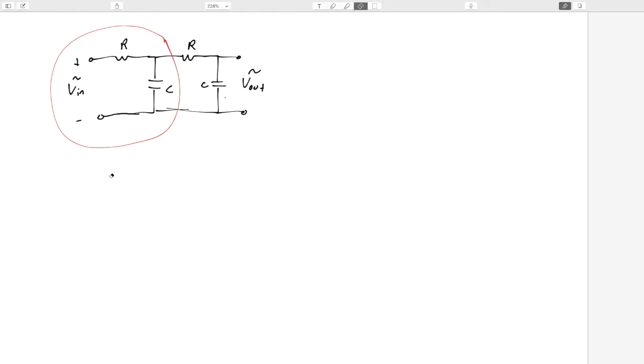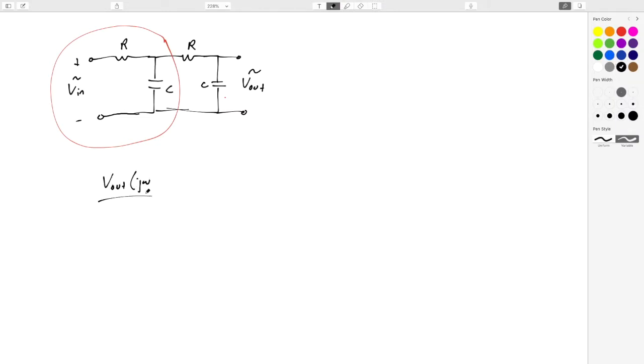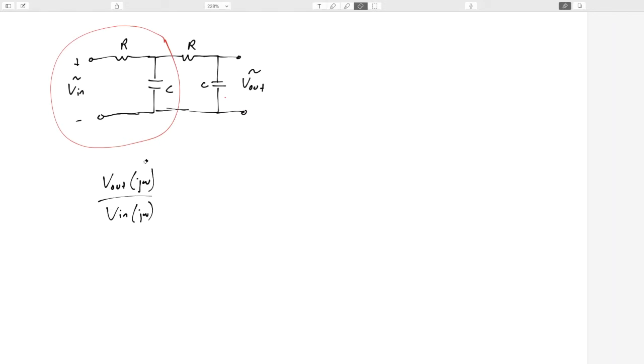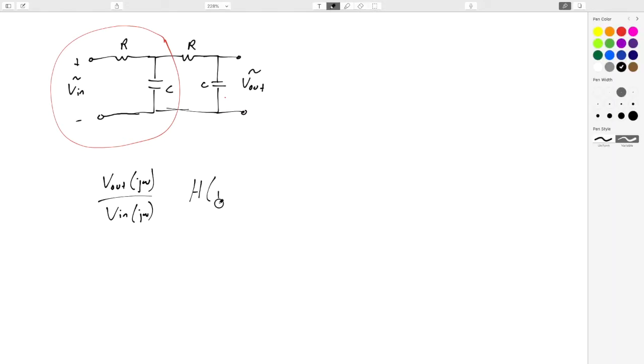Anyways, let's come up with an expression for the output voltage V out as a function of j omega over V in as a function of j omega. I'm going to solve it first just for the original transfer function, and then, depending on timing, we can look at the magnitude and the phase. We'll call this the transfer function H of j omega, and it'll have some sort of magnitude and phase component with it.